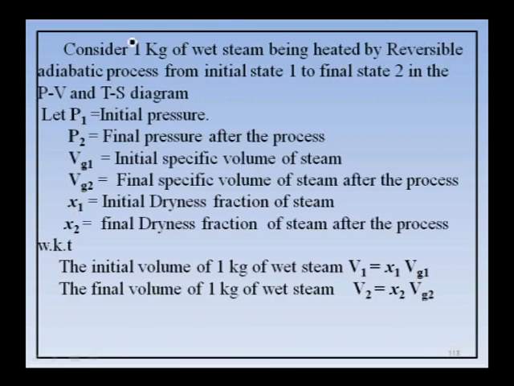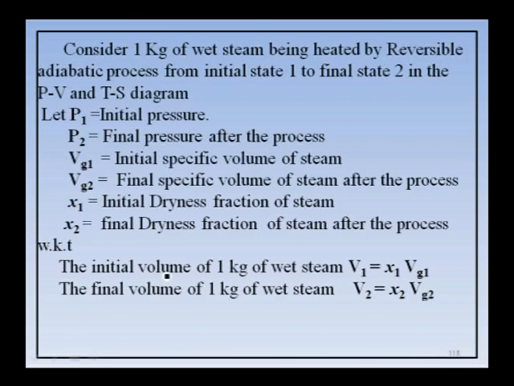So, in all the processes we have considered 1 kg of wet steam, assuming that both before and after the process the steam is still in the wet condition. So, we have taken wet steam being heated by a reversible adiabatic process from initial state 1 to final state 2 in the PV and TS diagram. P1 is the initial pressure, P2 is the final pressure, Vg1 is the initial specific volume and X1 is the initial dryness fraction. Similarly, P2, Vg2 and X2 are the corresponding values after the process.